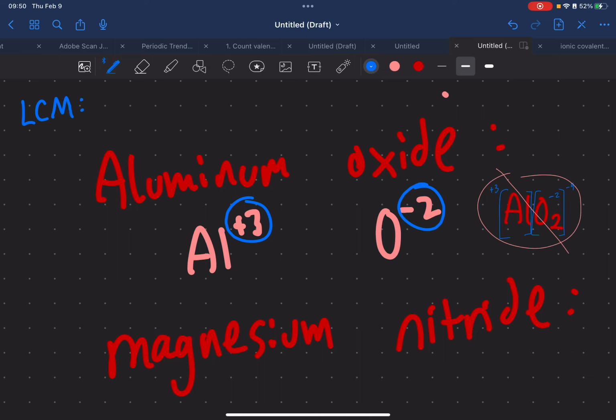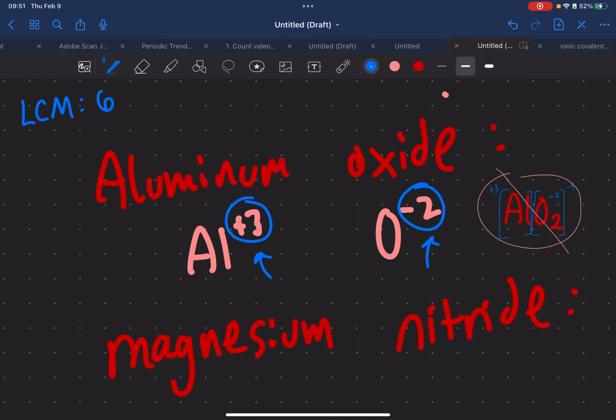The least common multiple of 3 and 2 is 6. You can get that by counting by 3s and stopping when you get to a number that is divisible by 2. So you go 3, 6. Oh, 6 is an even number. It's divisible by 2, so 6 is my least common multiple here.